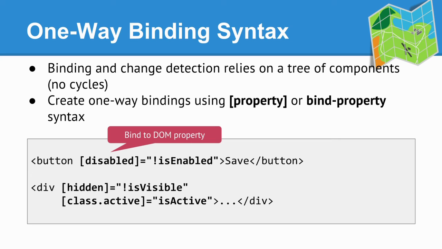If I want to disable a button, you don't have to do ng-disable. There's already a DOM property. Why not leverage it? I can bind to the hidden. I can bind to a class. But I'm going to say I want to set the active class on the div if isActive is true. So that would be a way that you could dynamically bind and add the active class based on isActive being true. And then there's an ng class if you want to set multiple classes. This only does one.